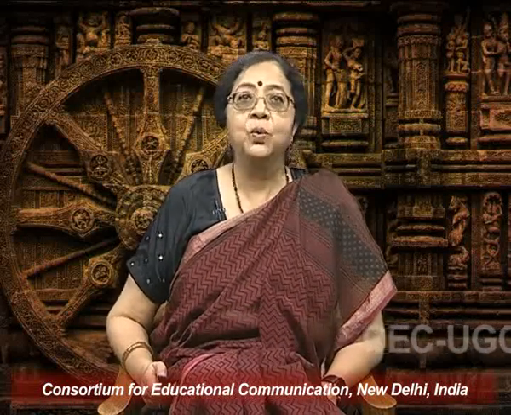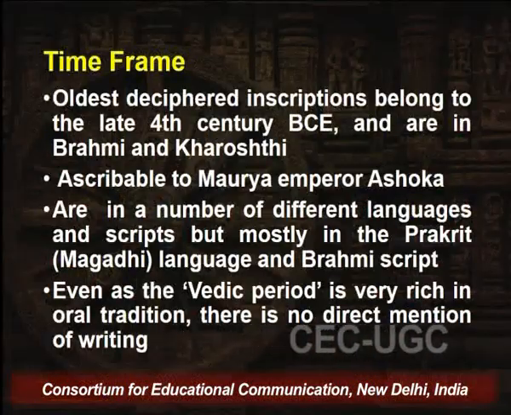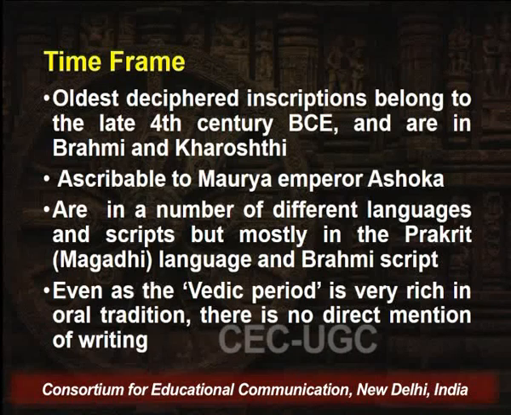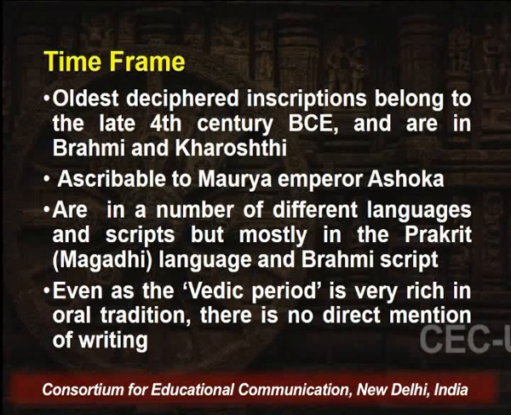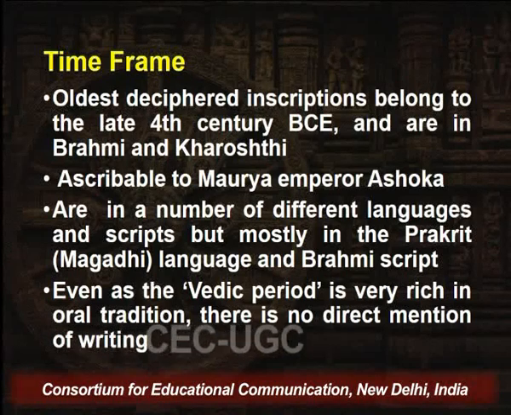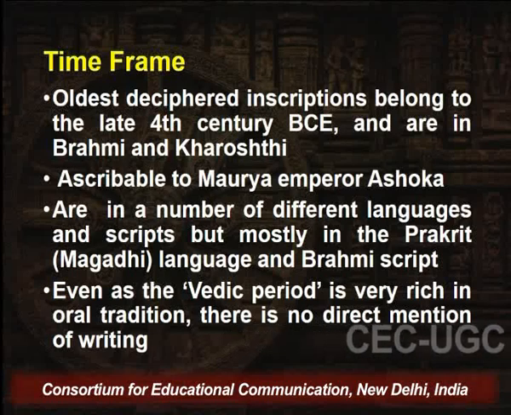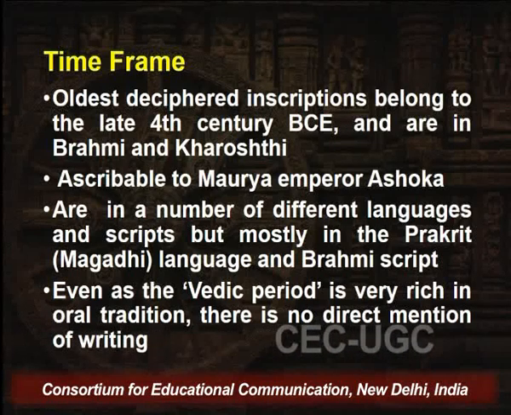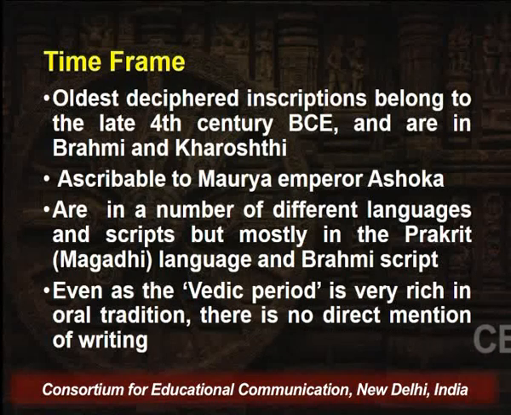You would be wondering what is generally the time frame for any epigraph to be written. The oldest undeciphered inscriptions, as I mentioned, go back to Harappa, but the deciphered ones can be placed to late 4th century BCE or better still early 3rd century BCE, and these are written in Brahmi and Kharoshthi and ascribed to Mauryan Emperor Ashoka. These are in different languages and definitely in different scripts also, but most of them, the language used is Prakrit, Magadhi Prakrit, in fact, variants of that language, and the script is that of Brahmi.